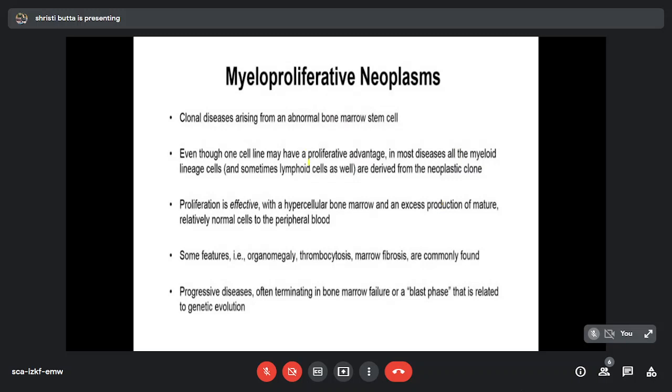If we are talking about chronic myeloid leukemia, that cell line would be granulocytic. If you're talking about polycythemia vera, then that single cell line would be erythrocytic. On the other hand, when you're talking about ET, for example, it would be megakaryocytic. Even though the cell line would be one, the myeloid lineage cells would be derived from that neoplastic clone. Features like organomegaly, thrombocytosis, and myelofibrosis would be commonly found. Progressive disease often terminates in the bone marrow, resulting in the blastic phase.